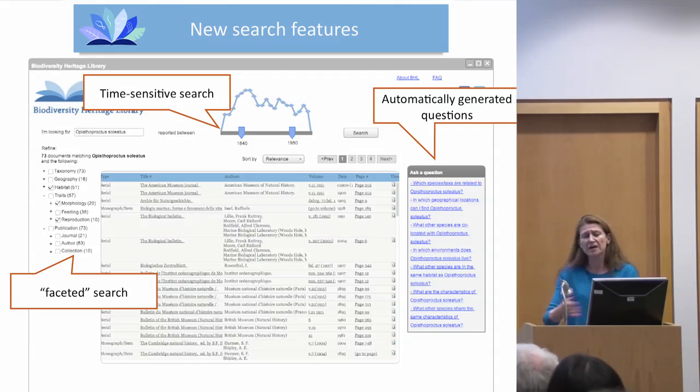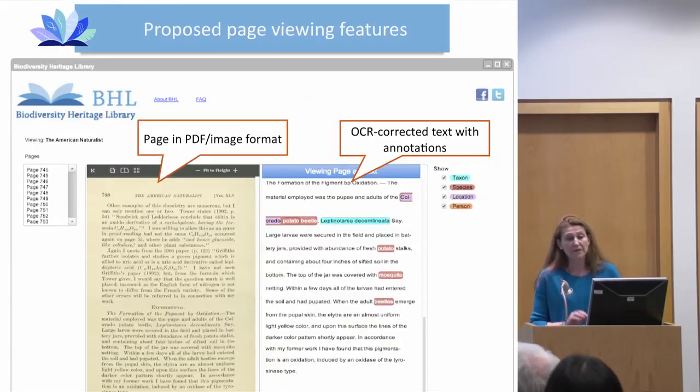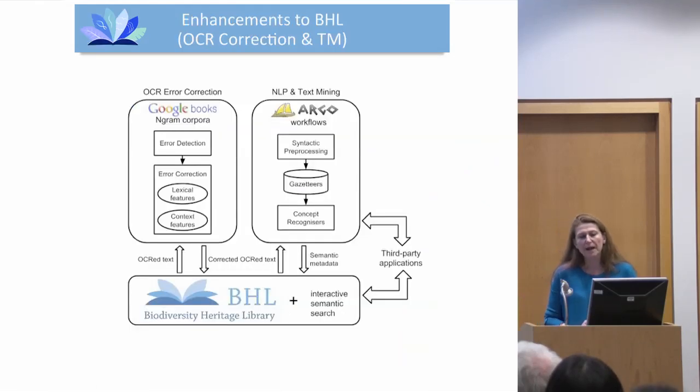Again, because the archives are quite across time, we support time-sensitive search, automatically generating questions. So if a user asks a question, the system automatically suggests questions. We know their answers. And we have also the faceted search based on different types of metadata. There is a lot of OCR analysis there, which again, I don't have the time to go into, but the point is you can see also the page in PDF and OCR corrected text with different annotations.